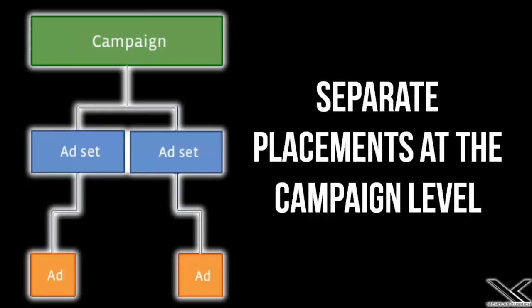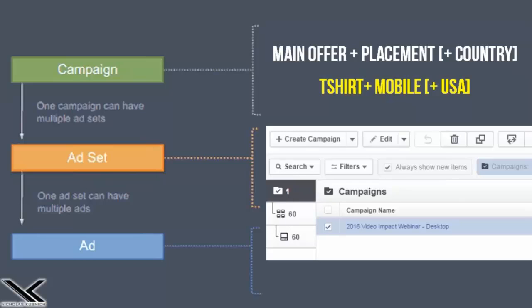Now here's an example of how we are setting up our campaigns. You can see at the campaign level, this campaign has the name of the main offer and it has the placement, which again in this case is desktop, and because we're only running to the US, we're not going to actually indicate the country here. If we were running other countries, we would break that up into the various countries at the campaign level.